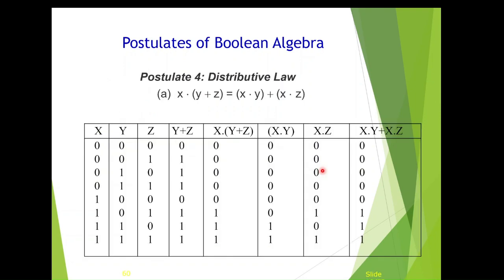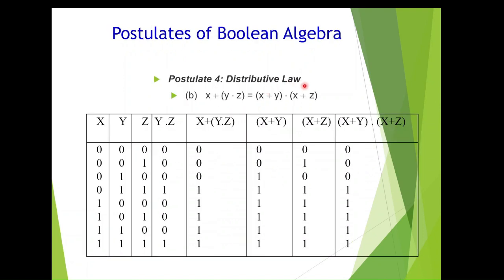The fourth postulate is the distributive law. That is, x dot (y plus z) is equal to x dot y plus x dot z. Again, we can prove it by writing all possible combinations. Since we have three variables, x, y and z, there are 8 possible combinations, from 0 0 0 to 1 1 1. So if I compute x dot (y plus z), and similarly multiply x dot y and x dot z and then add them, meaning x dot y plus x dot z, this column and this column have the same values, so this is proved.